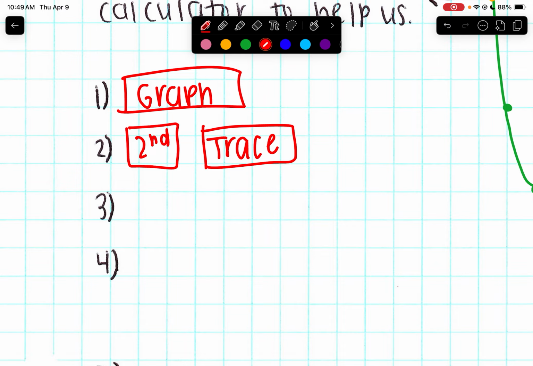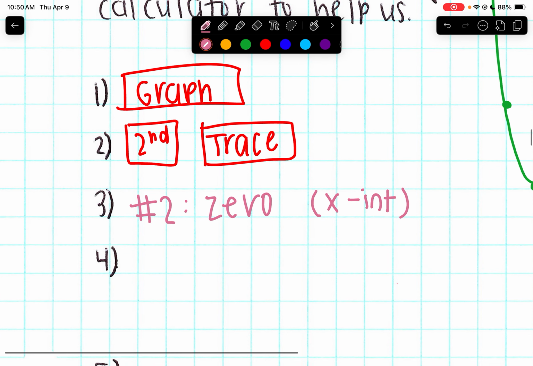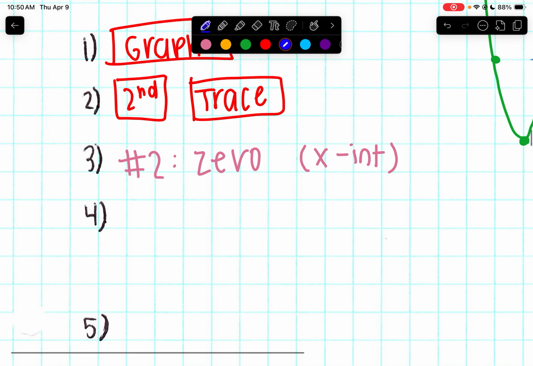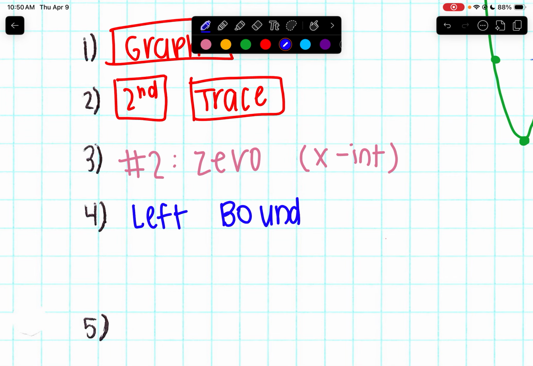Once you get to this screen, it's going to give us a menu of options. And when we get to that menu, we're going to select option number 2 because that option says 0. And remember, a 0 is an x-intercept, and that's why we're pressing that option, because we want to find the x-intercept. That's what we're looking for here. After we select that option, it's going to ask us a question on the bottom of our screen. It's going to ask us left bound?